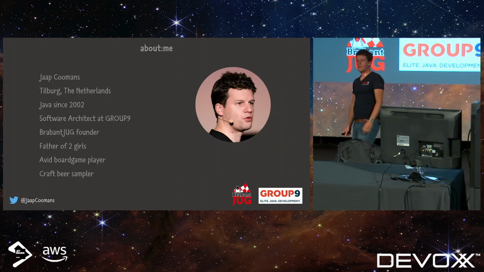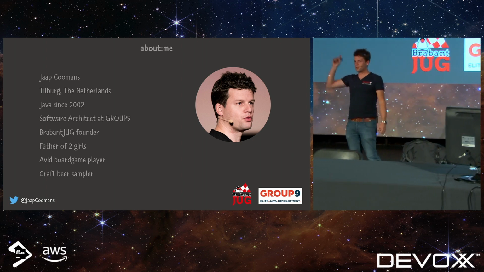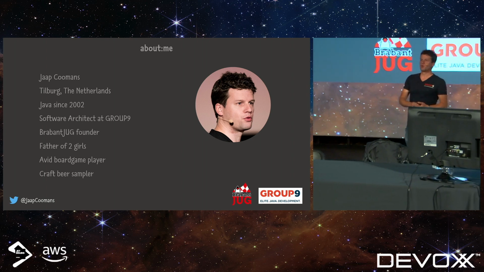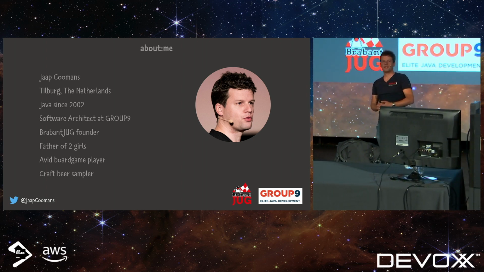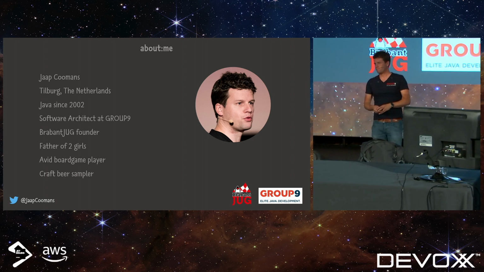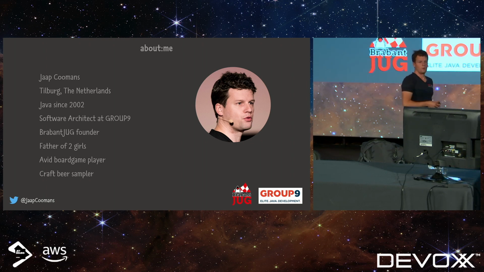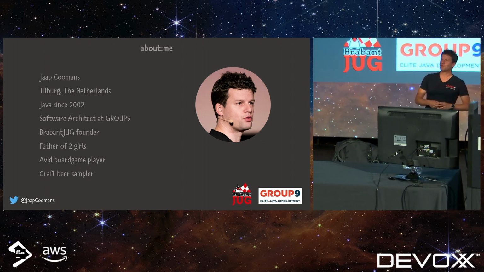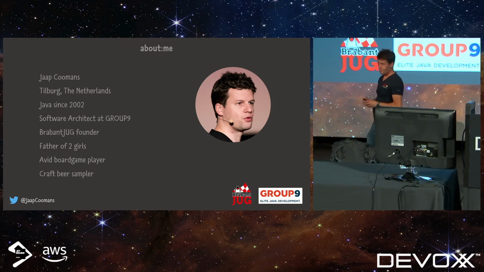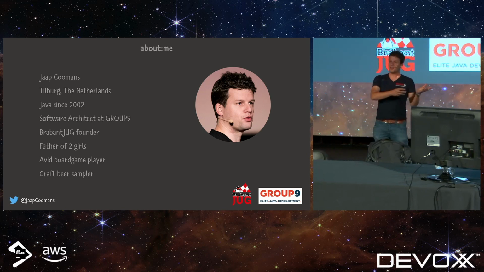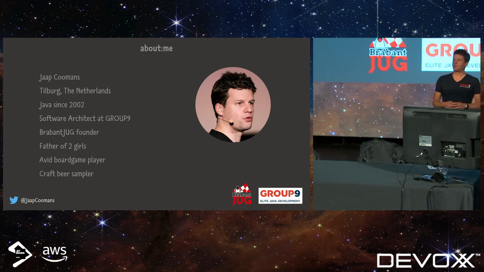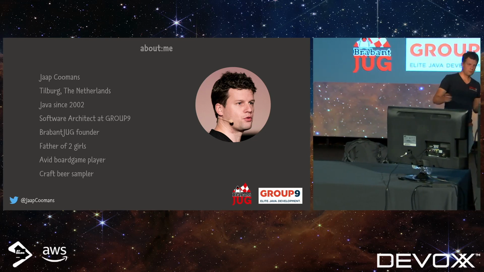My name is Jaap Coomans. I live in Tilburg in the Netherlands. That's just across the Belgian border from here. And I've been doing Java for quite a while. And currently I work as a software architect for Group 9. And I also am one of the founders of the Brabant Jug. And when I'm not working with IT, I'm also the father of 2 girls who brought me here today. And when I'm not spending time with them and IT, then I'm playing board games, or sometimes with them too. And yeah, I'd like to combine that with a nice craft beer as well. But that's more than enough about me.